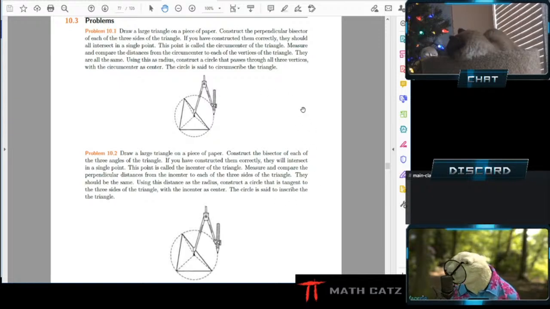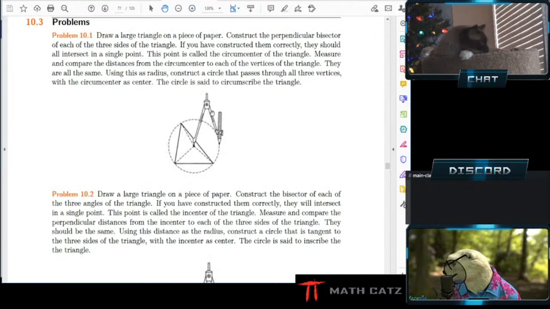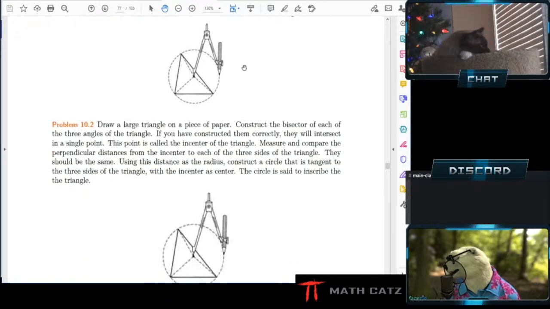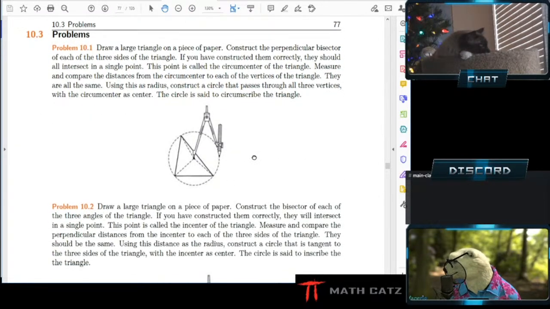Okay. So let me just check if I want to do the first one. Yes, I want to do 10.1 first. Let's read it together. Don't pay attention to this picture. You see they're the same picture? It shouldn't be the same. Draw a large triangle on a piece of paper, or whatever. Start with a large triangle.